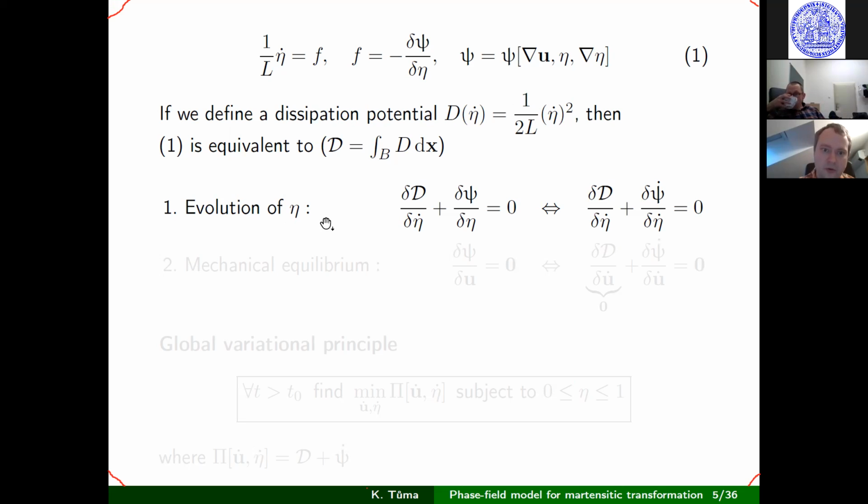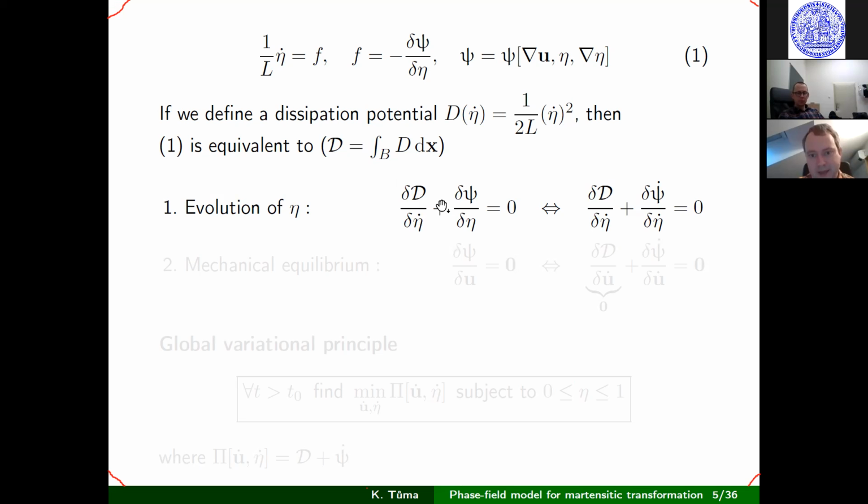Because if we take the Ginzburg-Landau equation, we can write this evolution equation for eta as this. Here we take the functional derivative of the total dissipation potential with respect to eta dot. If we do this, we get just 1/L times eta dot, plus the functional derivative of psi with respect to eta, which is nothing else than the minus functional derivative. So this is exactly equivalent to the Ginzburg-Landau equation.